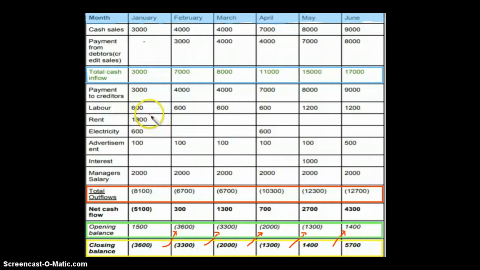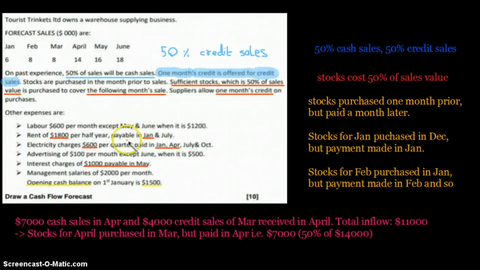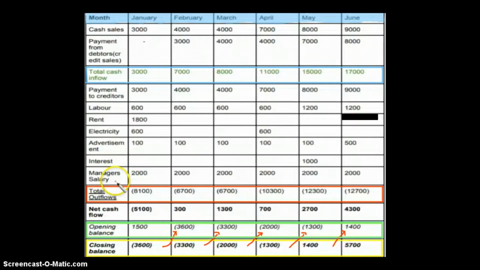Then all of the other data was given over here: labor cost, rent, electricity charges, advertisement. We just put that over here, in simple order, as it was required. Okay, $500 extra over June, interest charges, manager's salary. So we just add all of those up, and we have the total cash outflows. We've written that in brackets because it's a negative value. So we have all those total cash outflows over here.